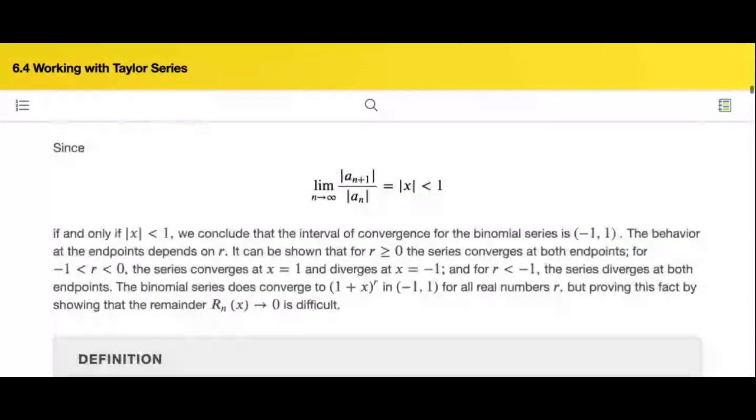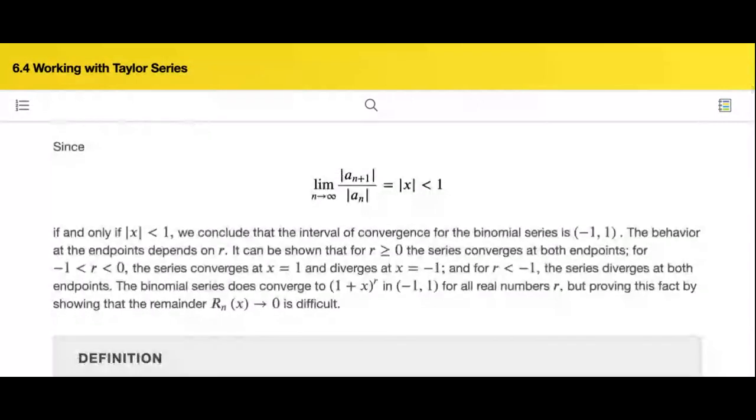So the behavior at the endpoints depends on r. It can be shown that for r greater than or equal to 0, the series converges at both endpoints. For r greater than -1 but less than 0, the series converges at x equals 1, and it diverges at x equals -1. So you can just plug in x equals 1 and x equals -1. And for r less than -1, the series diverges at both endpoints.